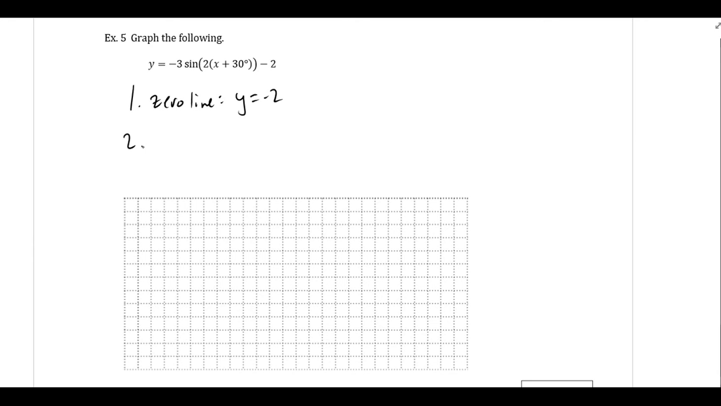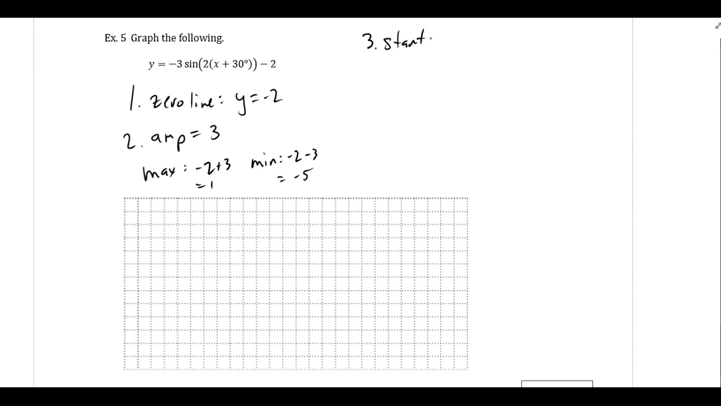Question number 2, I'm thinking about amplitude and max and min. So what is the amplitude? That's equal to the vertical stretch compression. The parent function amplitude is 1, so I multiply by 3. So 1 times 3 is 3, so the amplitude is 3. And the max occurs at the 0 line plus 3, which is 1. And the min occurs at the 0 line minus 3, which is negative 5. So I'm getting all these key points. So I have all these reference points, and then I can go ahead and draw my curve through it.